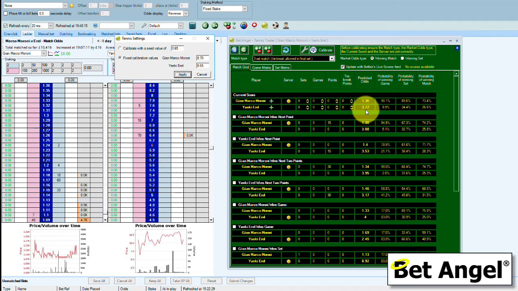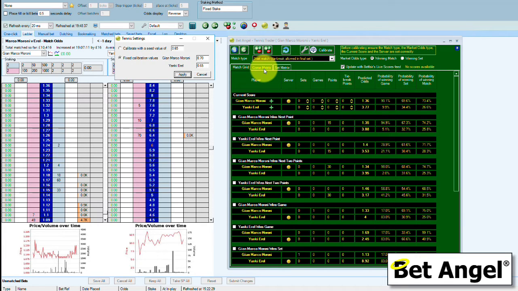And of course you can do it the other way around. If you want to figure out what the market is telling you and you see a set of odds, as long as you make sure you set the match type correctly, you can go in and get an understanding of exactly how strong the market thinks one player is against another, and then you can take a value position against that or a trading position.